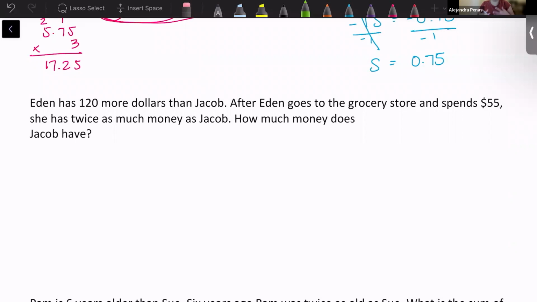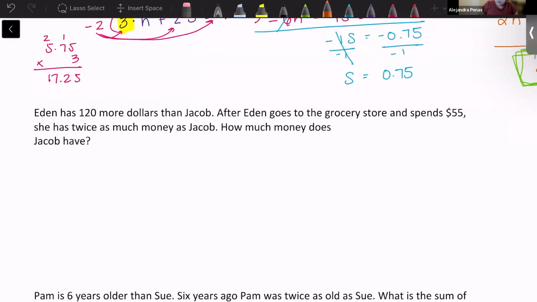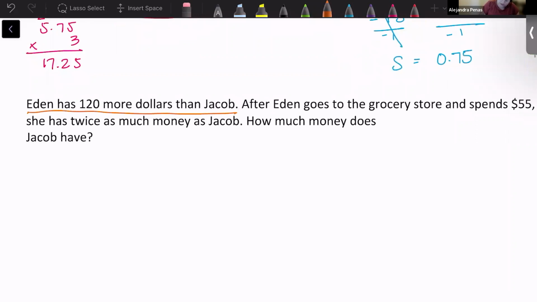So again, this is an algebra word problem. We're going to set up some equations. The first equation is based on this. Eden has 120 plus J.